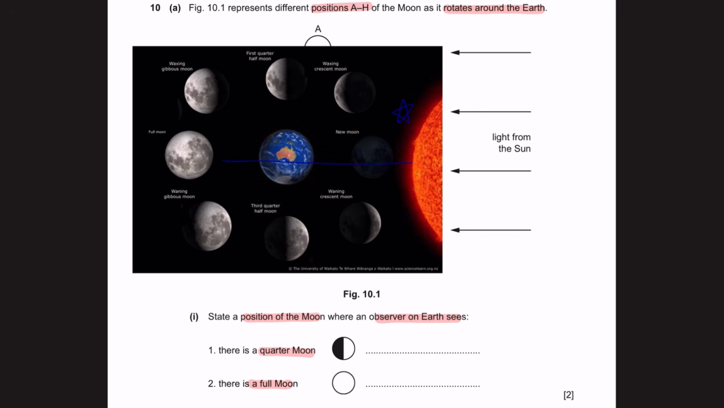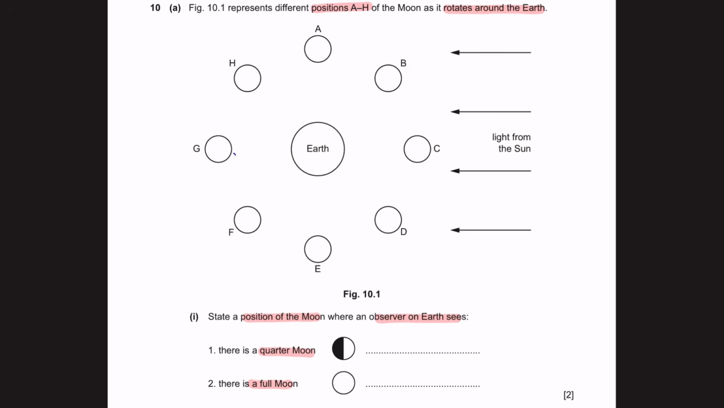If the light directly hits the moon, we from the Earth are able to see a full moon from this side. So a full moon can be observed at position G, and a quarter of the moon can be observed when the light hits this side. So we can see this side of the moon, and also at part E, when the light hits here, we can see the half of the moon. So for quarter moon, it's either A or E.